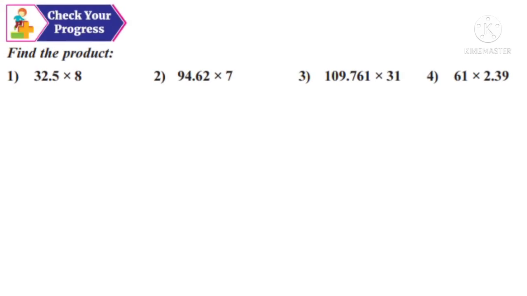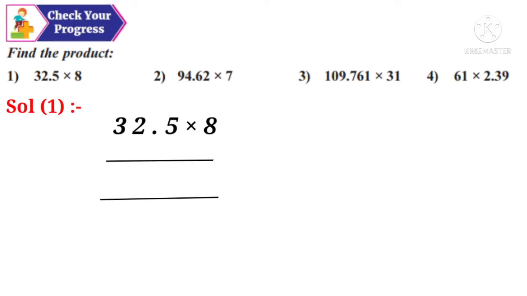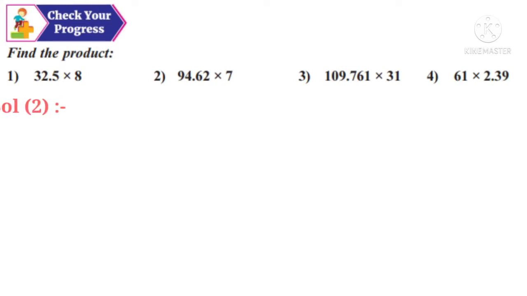Find the product 1, 2, 3, 4. Solution 1. 32.5 into 8. On multiplying with 8, we get 8 5s are 40, so 0, 4. 8 2s are 16 plus 4, 20, so 0, 2. 8 3s are 24 plus 2, 26. Observe that there is only one decimal, that is 5. So in the product, we have to put a decimal counting from right side one number, that is 260. Solution 2.